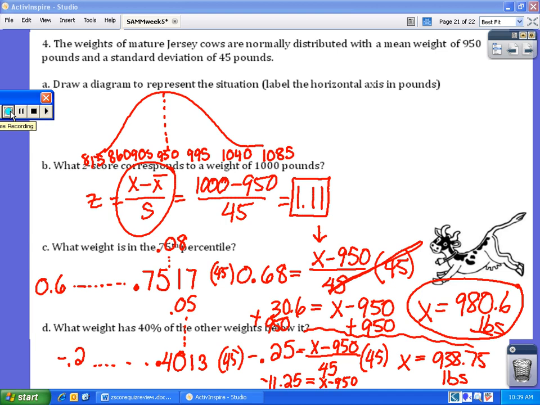So I set negative 0.25 equal to x minus 950 over 45. To solve, I first multiplied both sides by 45, and I got negative 11.25 equals x minus 950. After adding 950 to both sides, I get my answer, 938.75 pounds.